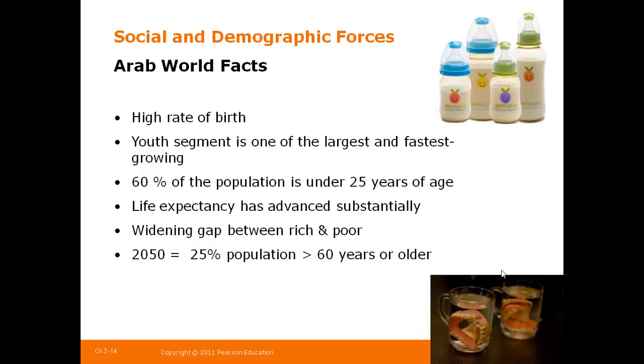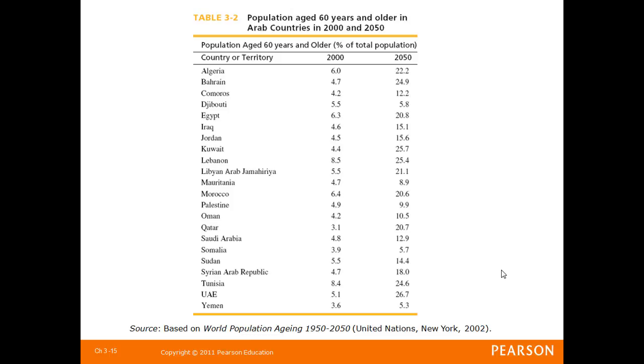But there's also a widening gap. One group is getting increasingly rich, while another group is getting increasingly poor. However, over the long term, by 2050, the aging group or the senior group will be considerably larger than it is now. So 25% of the population will be older than 60 years. And here's a comparison between countries. Let's have a look at the first one, Algeria. How much percent of the population is currently 60 years or older? In 2000 this was 6%, and in 2050 this is expected to be more than 22%.